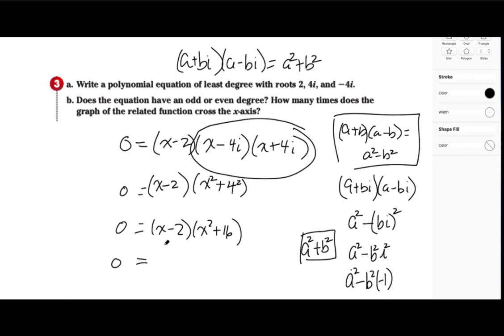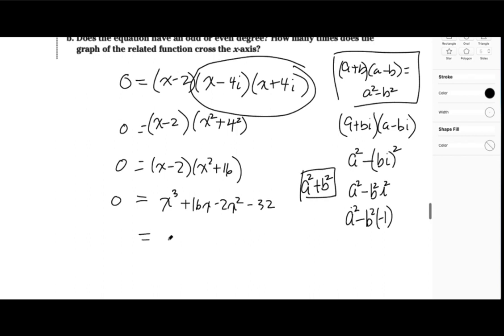And so my final equation, I know this took a little bit longer than we wanted it to, but that's okay. We get x to the third power plus 16x minus 2x squared, minus 32. And so if I join like terms together and put it in descending order, this is what I have.